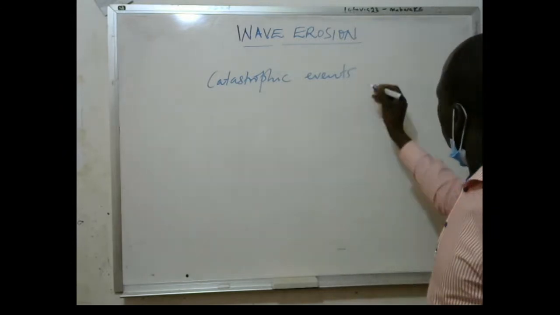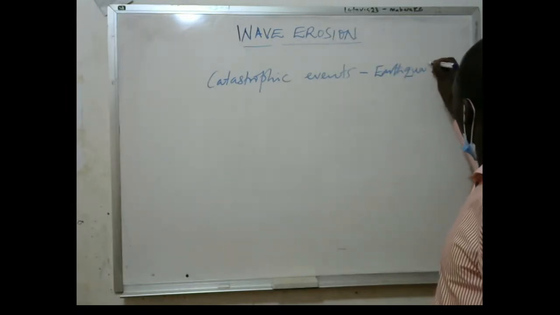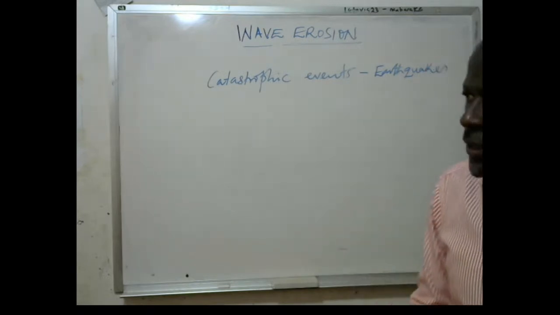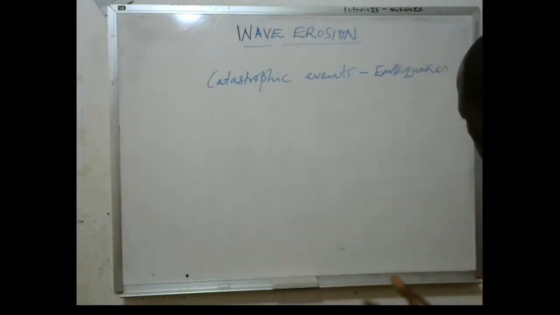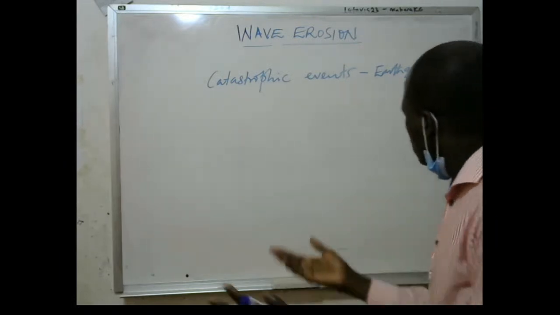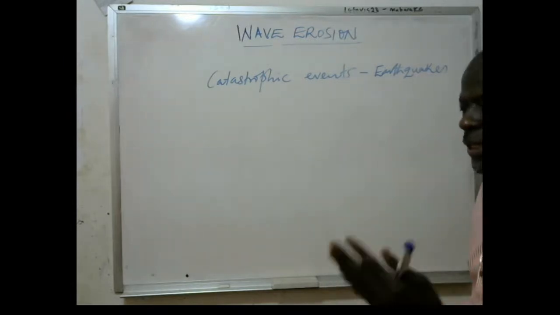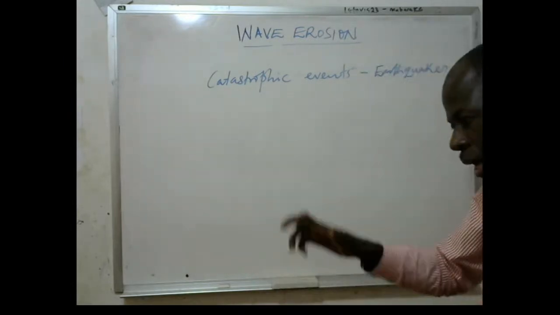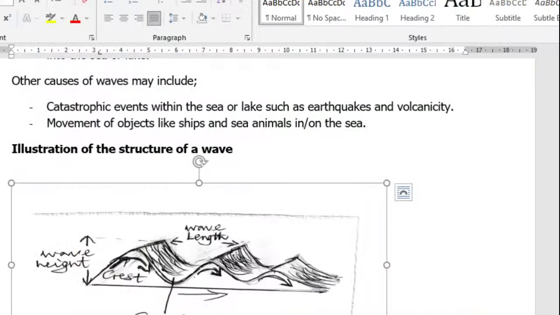For example, we have earthquakes. When an earthquake occurs, there is shaking or tremors created by the earthquake. If this happens on the bottom of the lake or the sea, the water within this basin or depression will also begin to shake. In the process, that water will flow. It will start moving towards the coast, hit the coast, and then flow back. So that could be a cause.